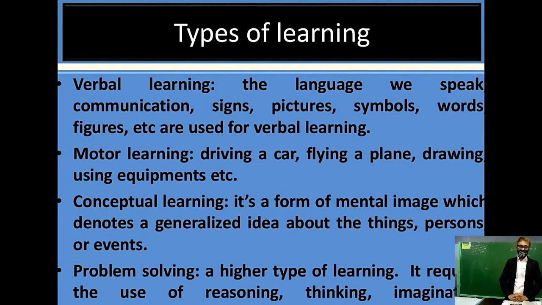Types of learning: verbal learning. The language we speak, communication, signs, pictures, symbols, words, figures, etc. are used for verbal learning. Motor learning: driving a car, flying a plane, drawing using equipment, etc. Conceptual learning: it is a form of mental image which denotes a generalized idea about things, persons, or events. Problem solving: a higher type of learning. It requires the use of reasoning, thinking, imagination, and generalization.